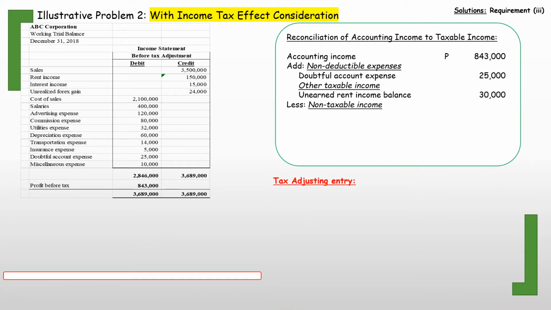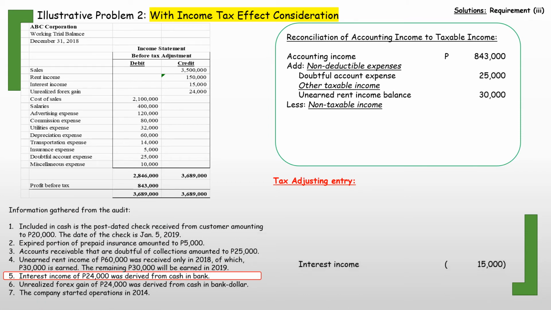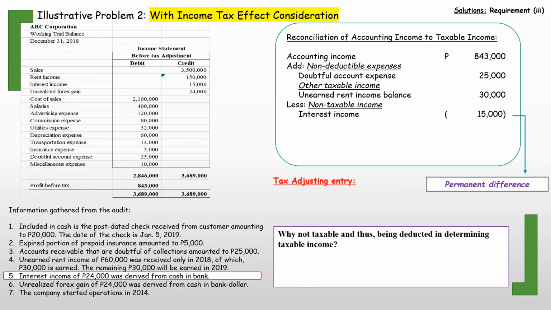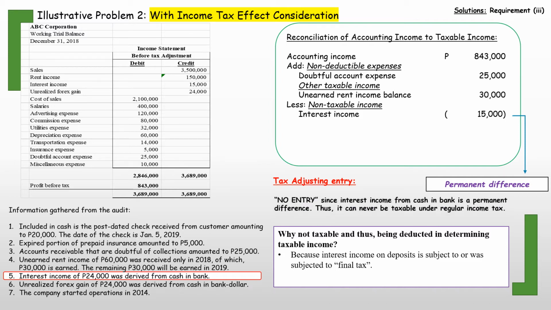Next is, less natin yung mga non-taxable income for tax purposes. Based on our audit information, interest income is not taxable for tax purposes. This item is a permanent difference. Why not taxable and thus being deducted in determining taxable income? Because interest income on deposits was subjected to final tax. So, hindi siya subject sa regular income tax. That's why permanent difference siya. Then, we have no tax adjusting entry. It can never be taxable under the regular income tax.